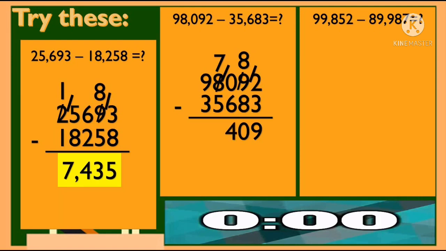Good job. 7 minus 5. 7 minus 5 is 2. Okay? And then the last one, 9 minus 3. 9 minus 3. We have 6. So what will be our final answer?